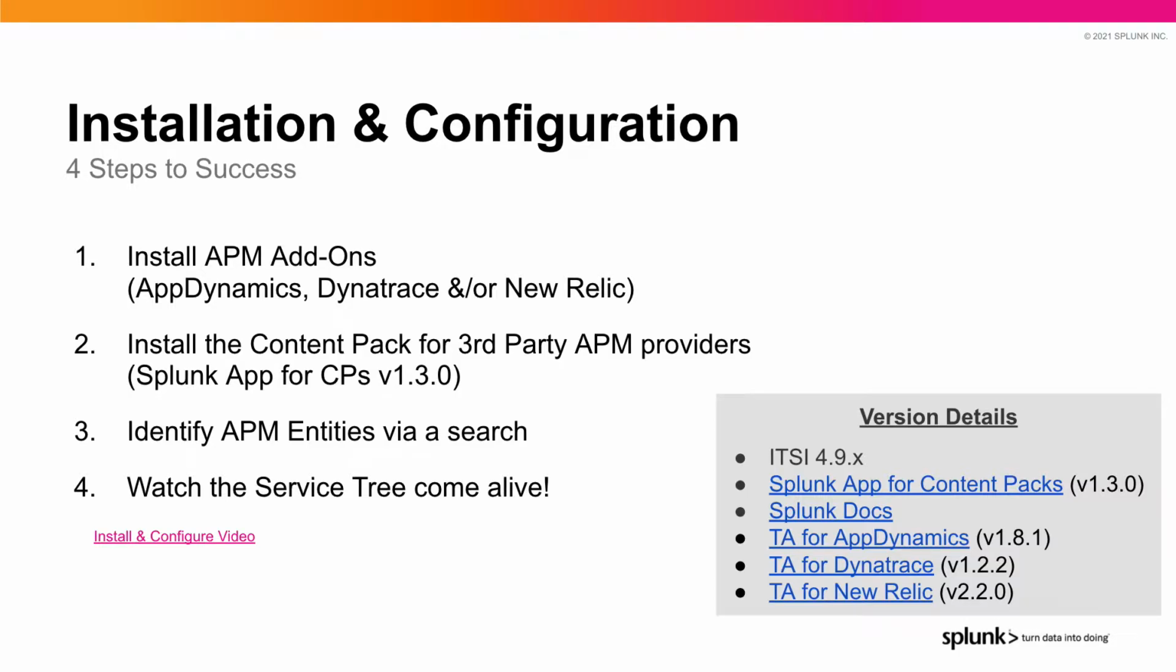The second step is installing the content pack for third-party APM providers, and you can see in parentheses here the Splunk app for content packs, specifically version 1.3.0, is where you will find this content pack for third-party APM. Then we have to identify the APM entities via a search, which we provide in Splunk Docs. So again, on the right-hand side at the bottom where it says version details, there are links to everything that you need, as we've just referenced in those first 3 steps.